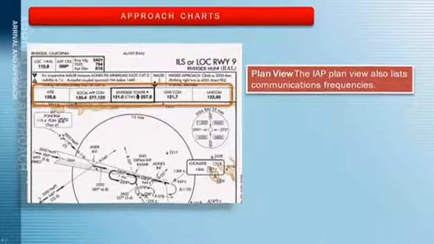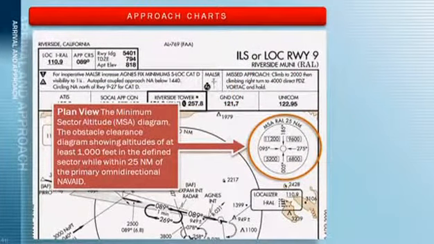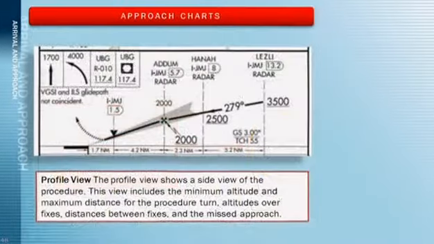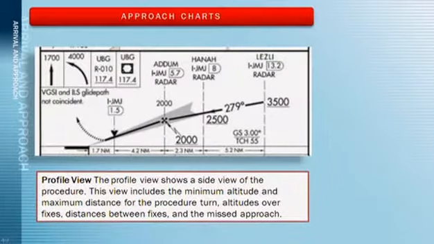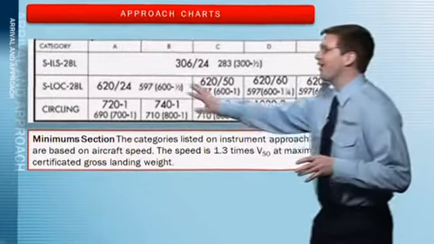The plan view also contains the MSA, or minimum sector altitude diagram. This is the obstacle clearance diagram showing safe altitudes of at least 1,000 feet of obstruction clearance over any obstacle in the defined sector within 25 nautical miles of the primary omnidirectional nav aid. The profile view shows a side view of the procedure. This view includes the minimum altitude and maximum distance for the procedure turn, altitudes over fixes, distances between fixes, and the missed approach. The minimum section is enlarged right here.